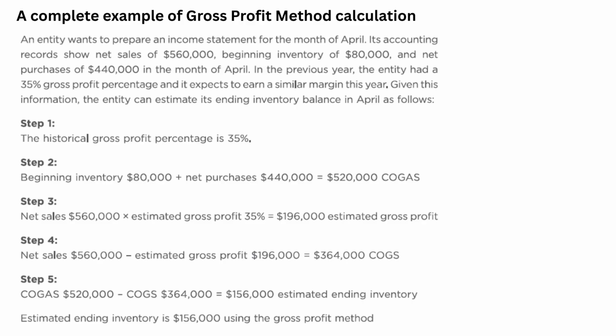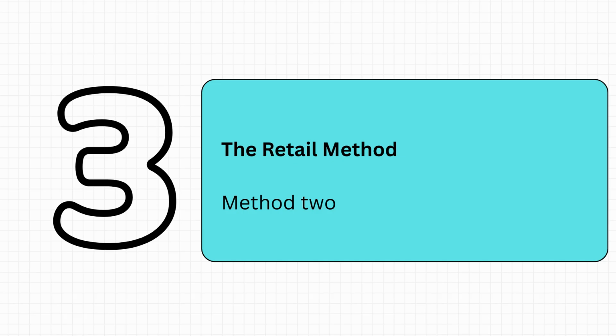So this company knows its historical gross profit is 35%. That's our starting point. They take that 35% and apply it to their net sales, which gives them an estimated gross profit of $196,000. Now they can work backwards to find their estimated cost of goods sold. The last step: take the total goods they had, subtract what they probably sold, and bam, an estimated ending inventory of $156,000. All right, method 1 down. Let's switch gears to our second key technique.